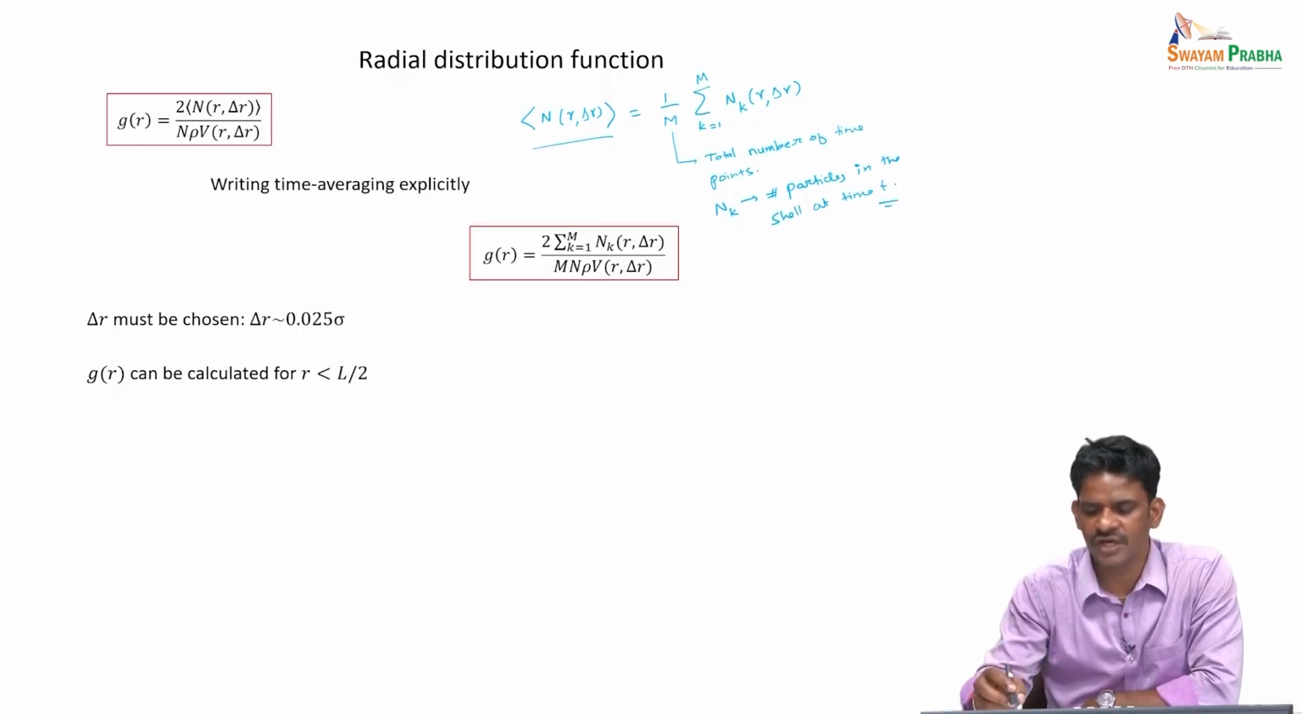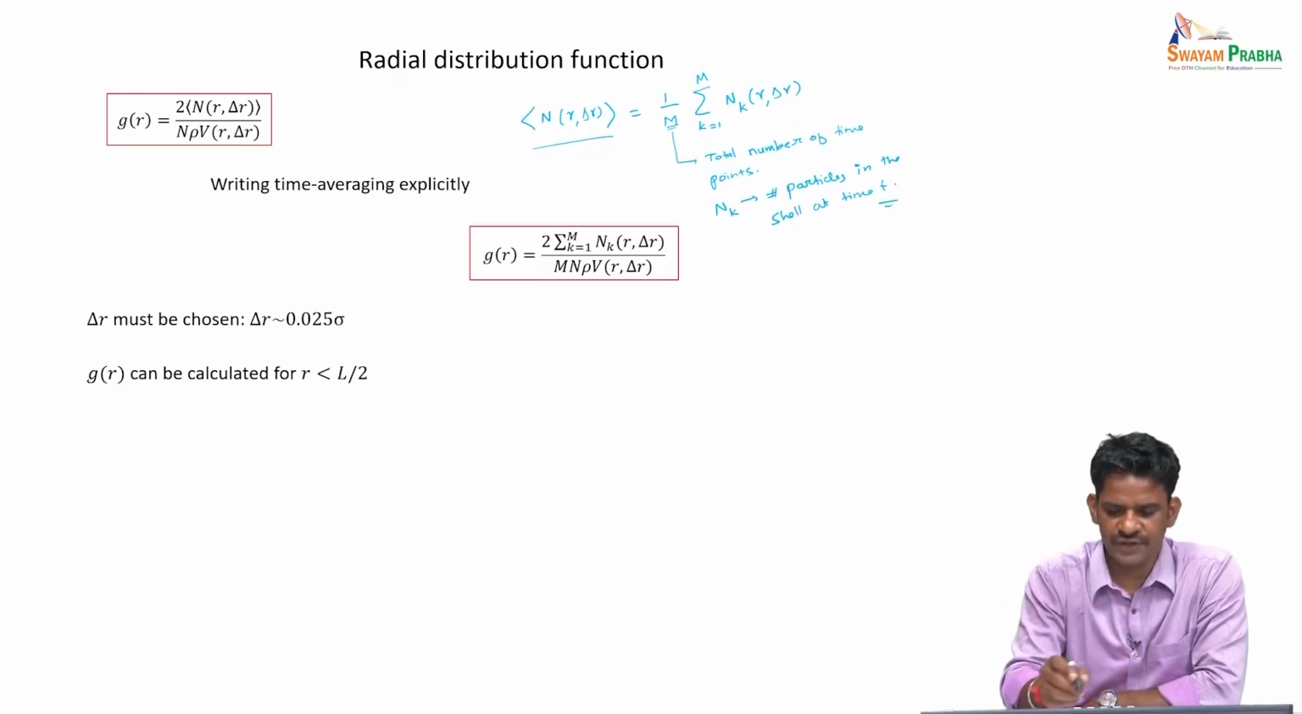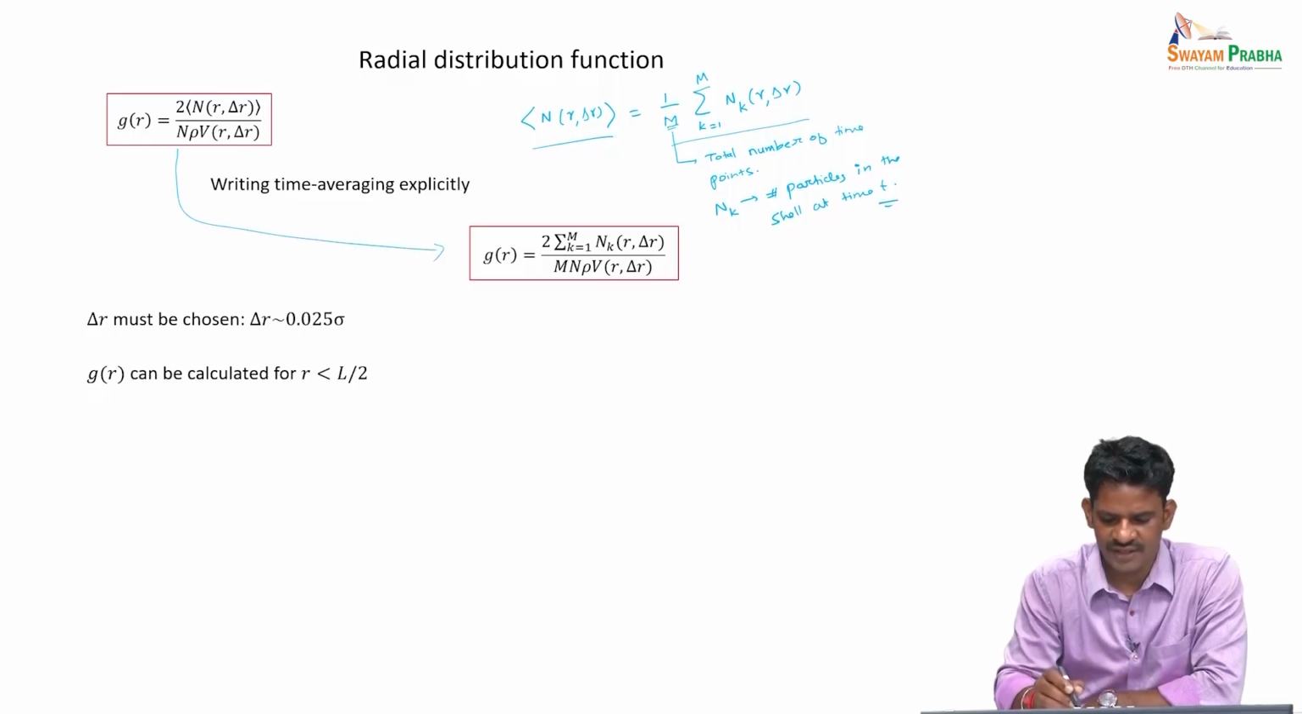So we calculate the total number by summing over all the times and then divide by the total number of time points. This will give us the time average of the number of particles in a given shell of radius r to r plus dr. So when we substitute this definition of n from here into this expression, we get the final expression. This mean n is written as the sum over n_k divided by m.